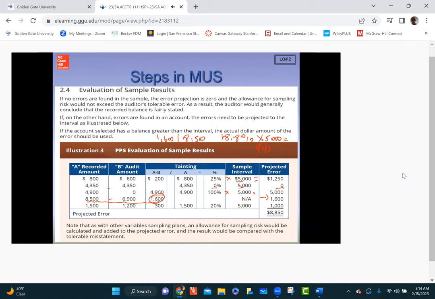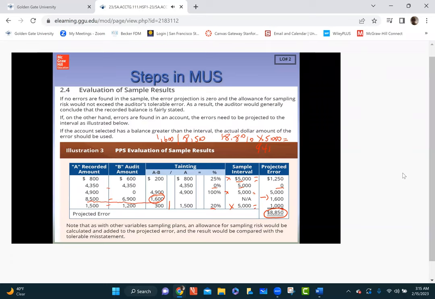And then we finish up this test. The recorded amount is 15 and the client's customer comes back and says, no, I made a $300 payment. That's not right. So we get 300 divided by 15, because it's a 2000% error. We multiply that by the 5,000 for that interval. Now we have a $1,000 projected error. So when we add these up, our projected error for this accounts receivable balance is 8,500, okay?